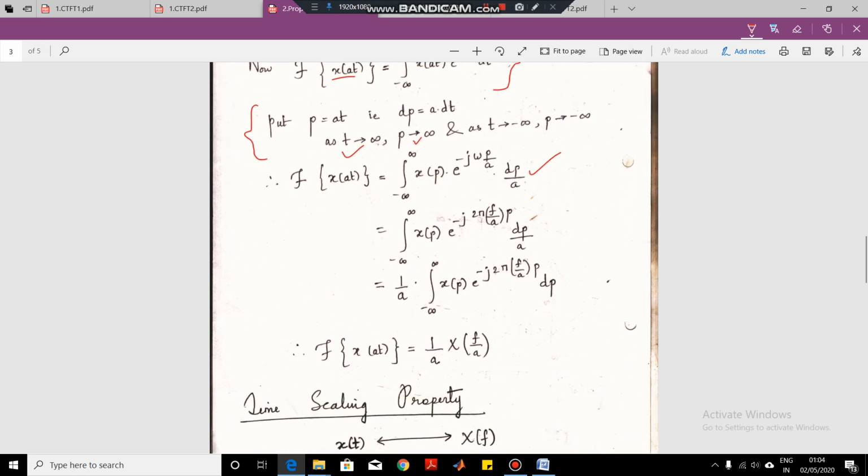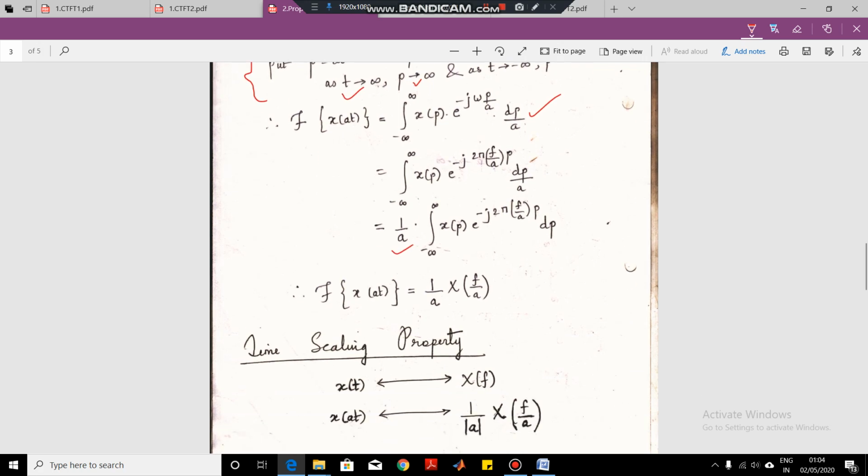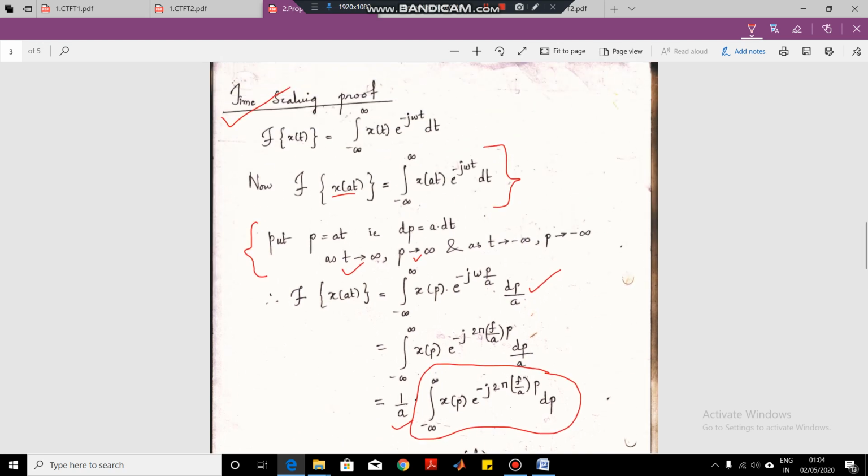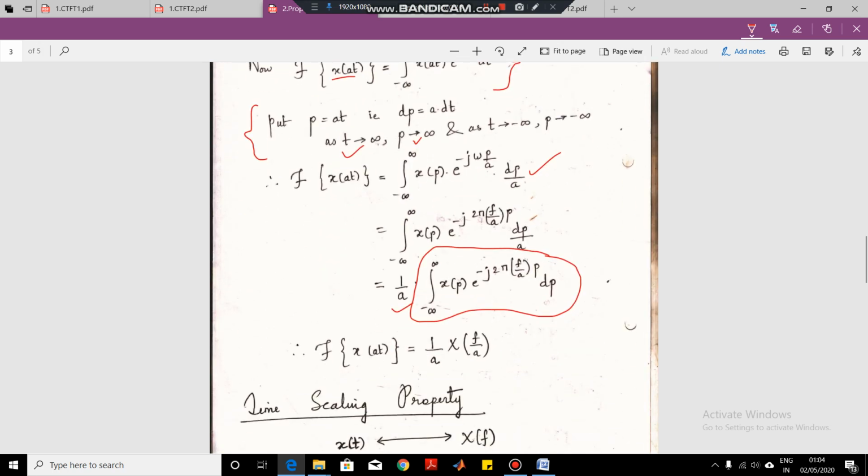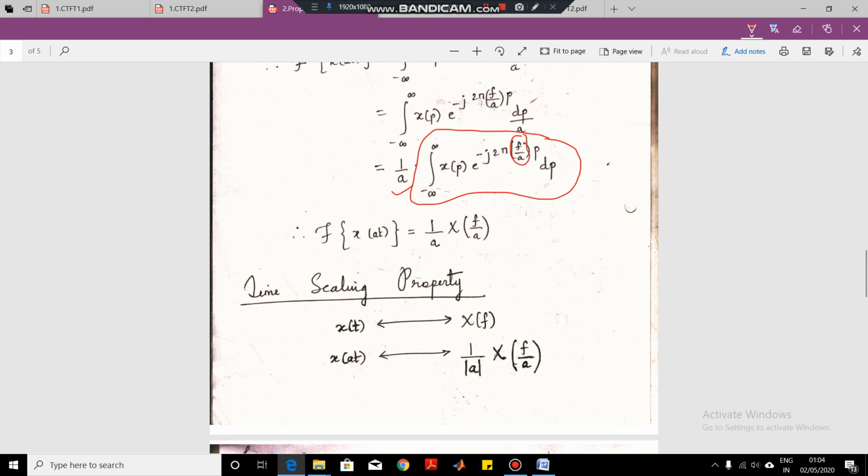Now when we solve this integration further, we know that a is constant, so we can take 1 upon a outside. If you see this integration, this is nothing but the Fourier transform at f upon a, because the variable which was omega has now been changed to f upon a. So we can write the Fourier transform as 1 upon a times X of f by a. Capital X indicates the Fourier transform.